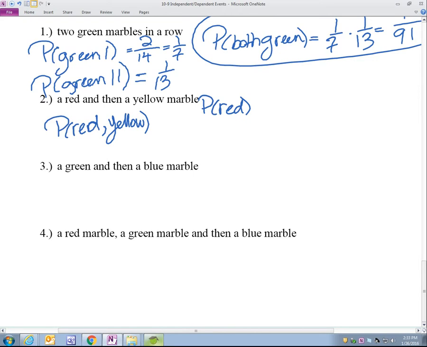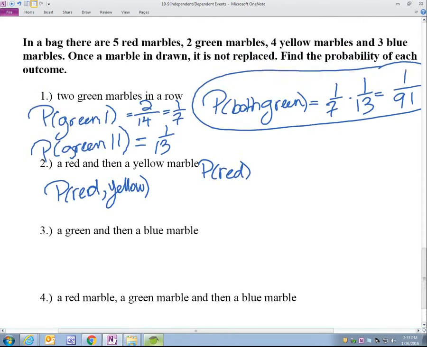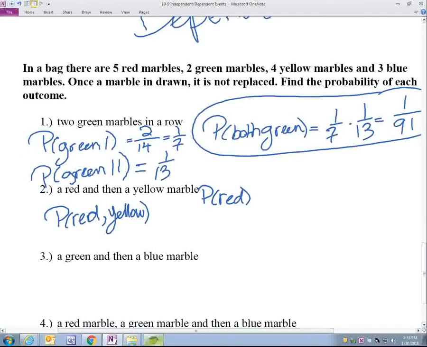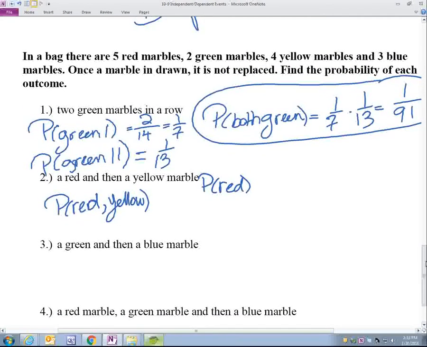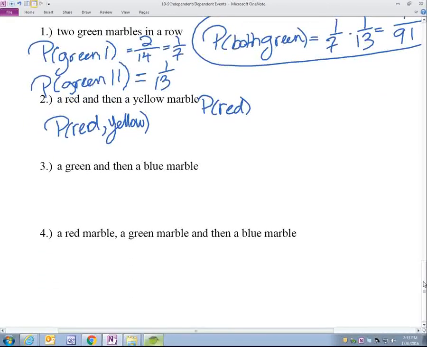So we have the probability of red, and we go up and look to see how many reds we have. 5 red marbles. So we have 5 red marbles out of the same 14 because we reset it when we went to the next situation. 5 out of 14, that doesn't simplify. So then I have the probability of the yellow. Now there are only 13 marbles left, but there are 4 yellow marbles.